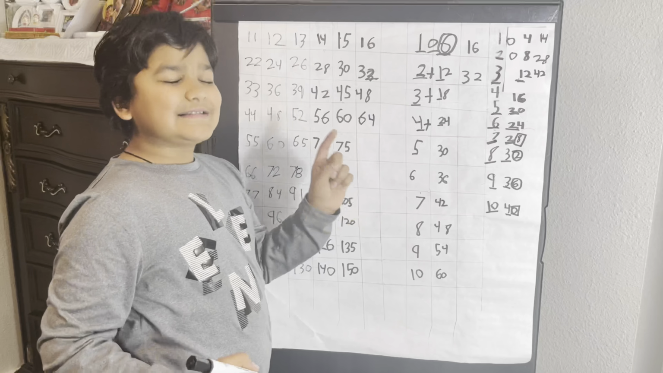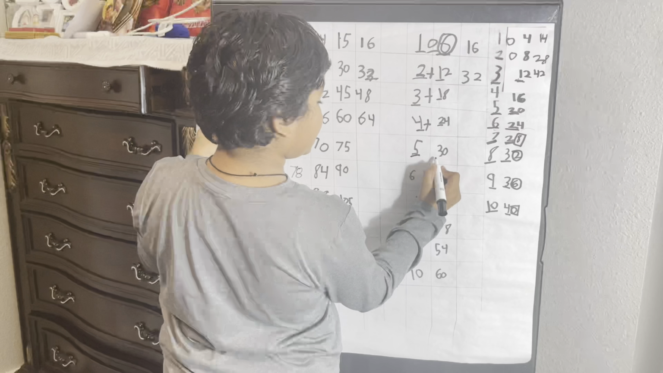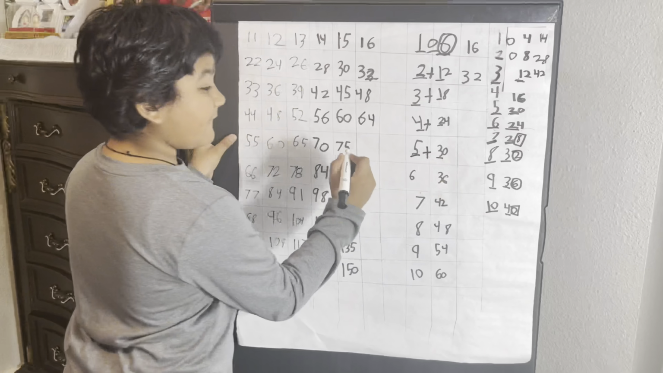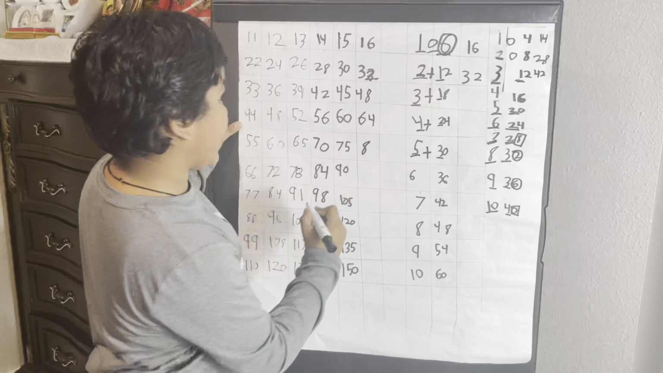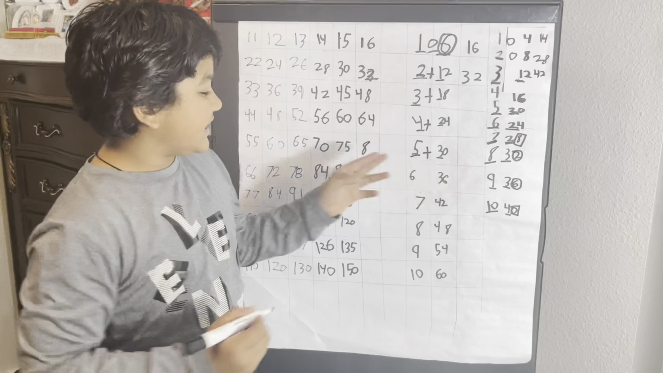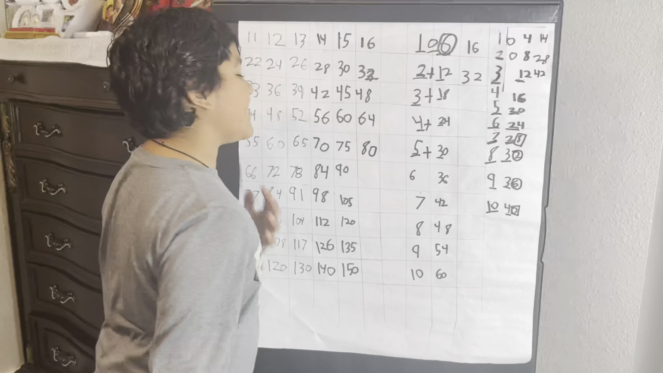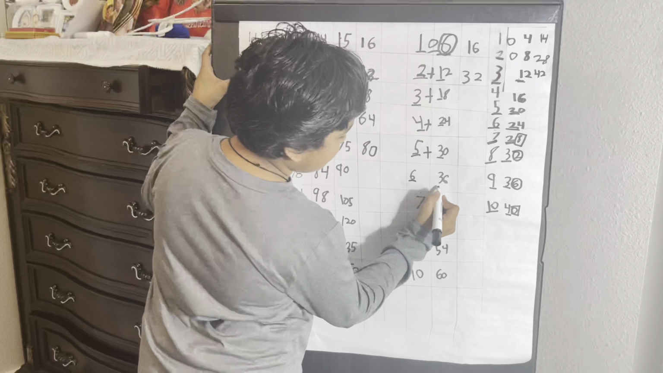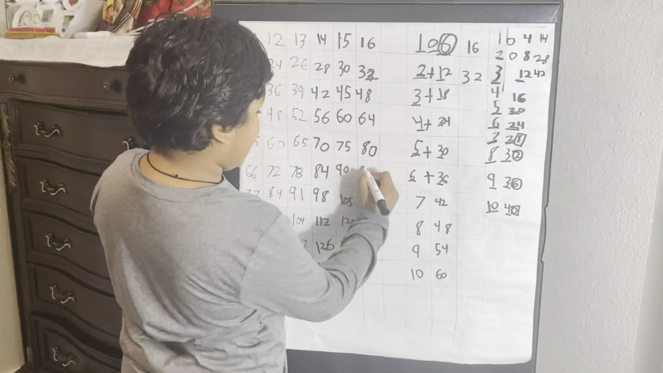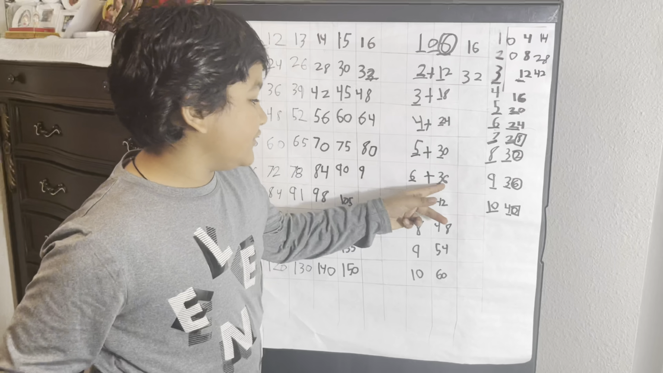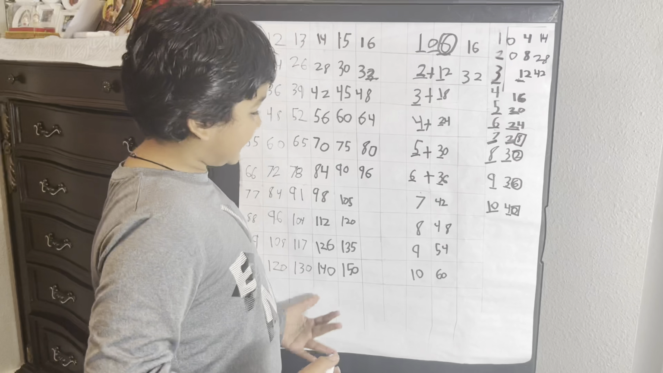16 times 4 equals 64. And then we're doing the same thing right here. 5 plus 3 equals 8. And then you put the 8 right there. And then take the 0 and put it right there. 16 times 5 equals 80. And then 6 plus 3 equals 9. And then you take the 9 and put it right there. And then you take the 6 and you write it right there. 16 times 6 equals 96.